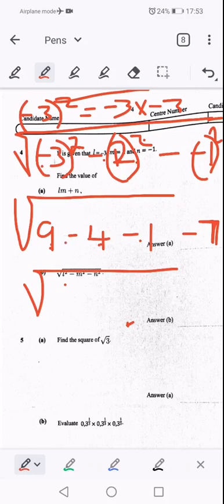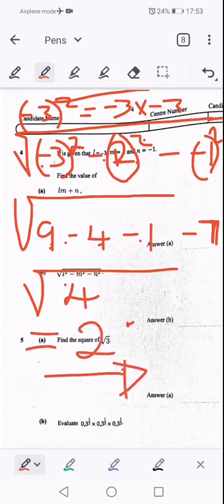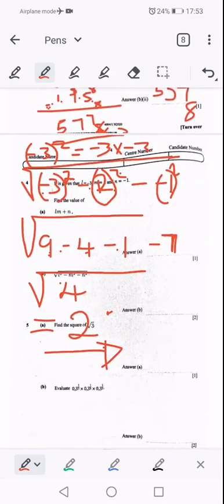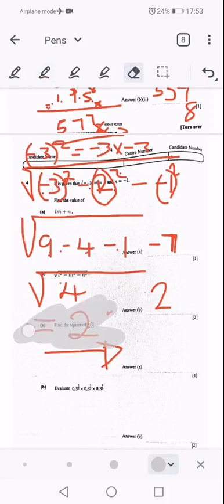Then 5 minus 1 is 4. So in root 4, you will see the exact square root of 4. The exact square root of 4 is obviously 2. Right? So 2 is our final answer. So let me write here 2. And I'll wrap this one.